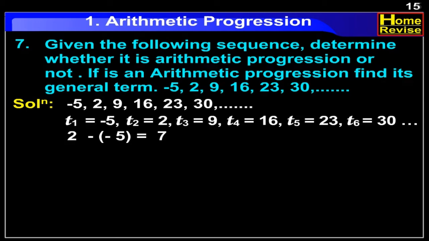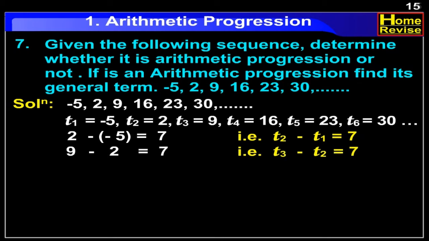Now, 2 minus 5 is equal to 7. That is, T2 minus T1 is equal to 7. Similarly, 9 minus 2 is equal to 7. That is, T3 minus T2 is equal to 7. Also, 16 minus 9 is equal to 7. That is, T4 minus T3 is equal to 7.